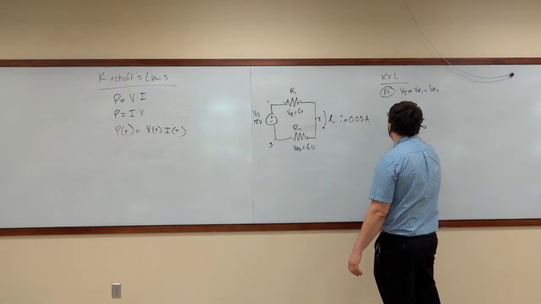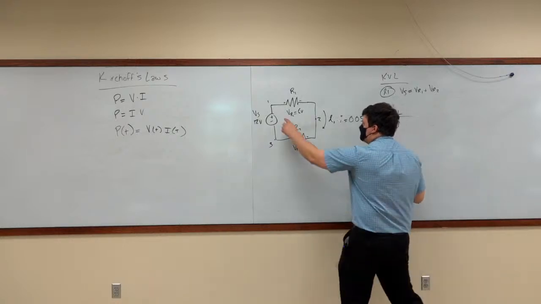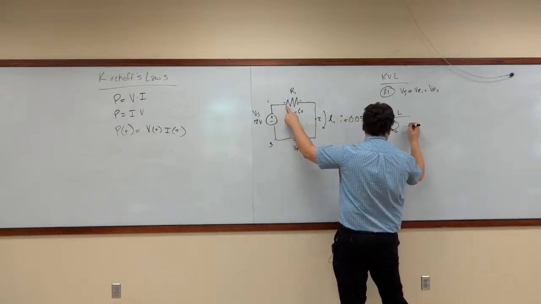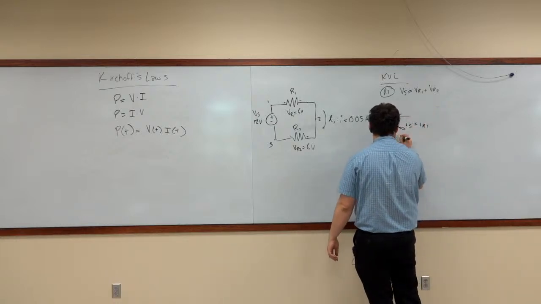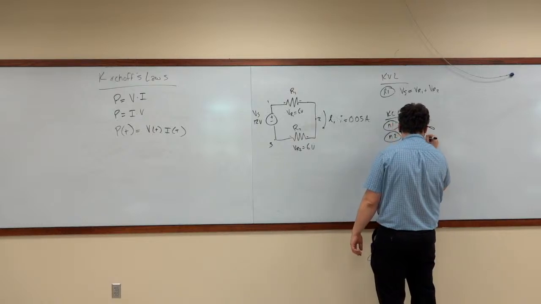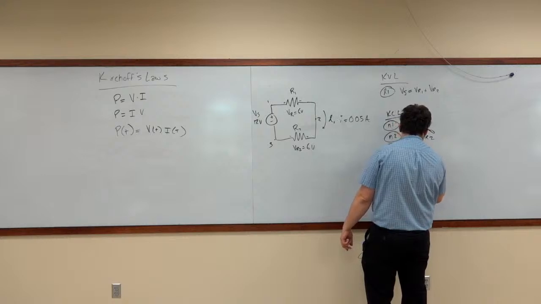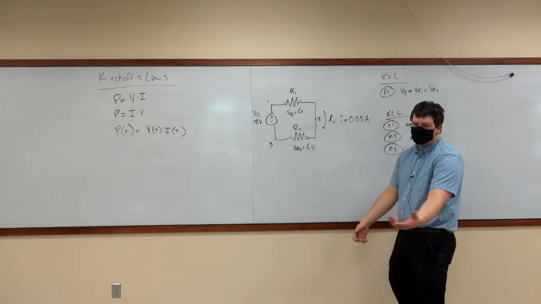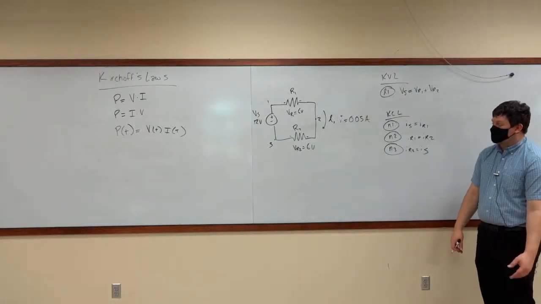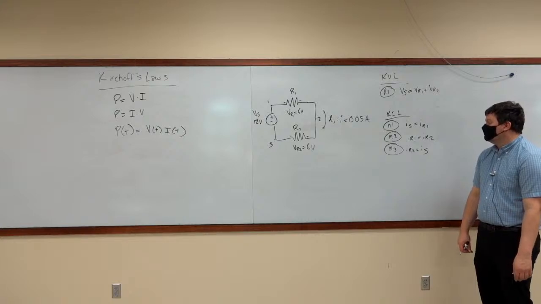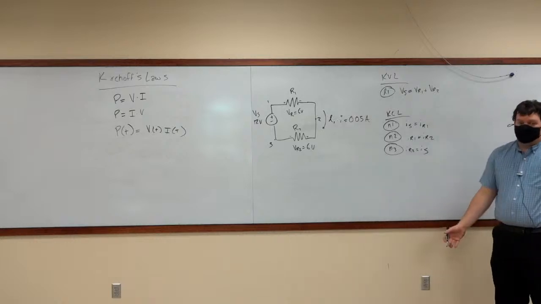For KCL, you have node 1, which is this one here. Node 1 says that IS is equal to IR1. Node 2 says that IR1 is equal to IR2. And then node 3 says that IR2 is equal to IS. So that really didn't tell us all that much. I mean, it tells us everything, but you can kind of figure it out if you just stare at it for a while. And the thing that we know about all of these is that they're all equal to 0.05 amps.